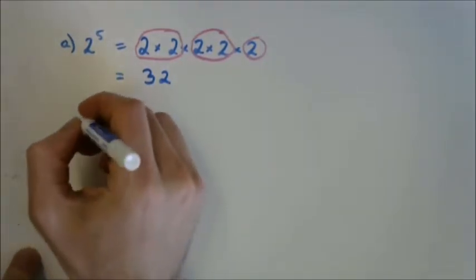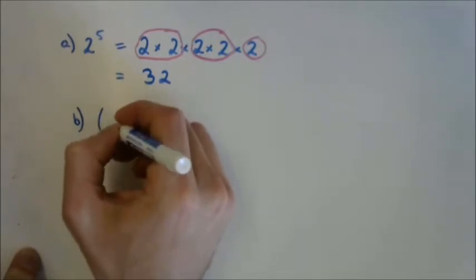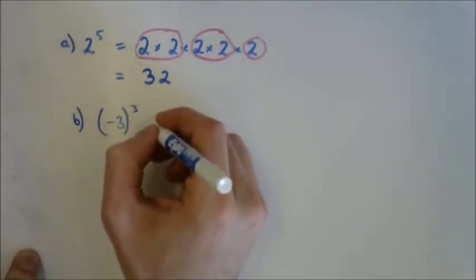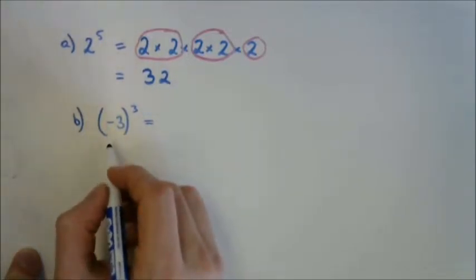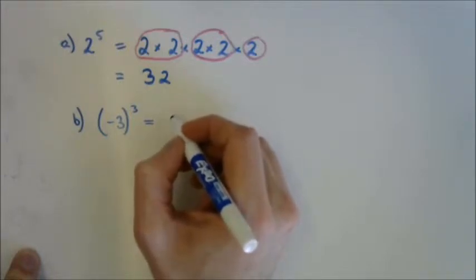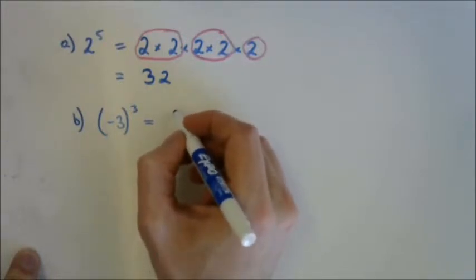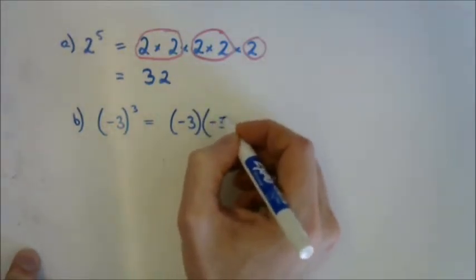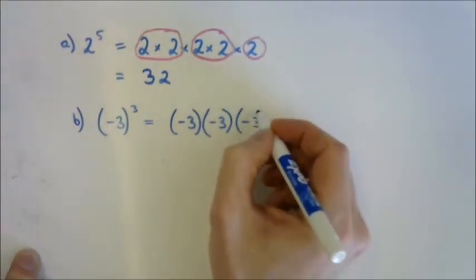B. B adds a little trick in it. We're going to take the base is a negative number. So we need to write this in expanded form, which, because multiplication is the default operation, we can just rewrite it like this. We have negative 3 times negative 3 times negative 3.